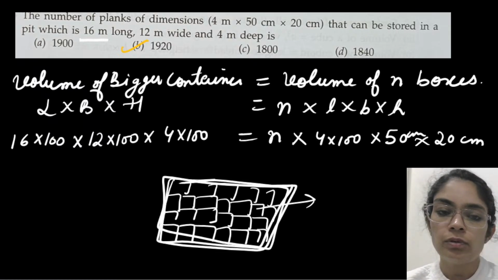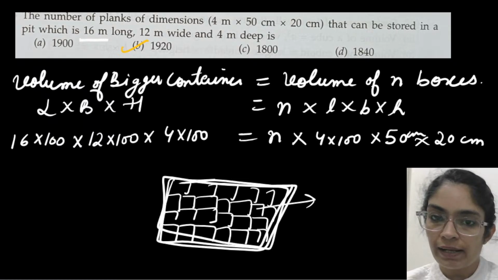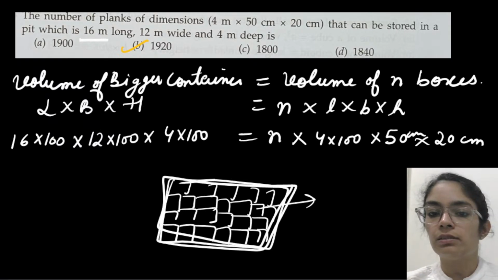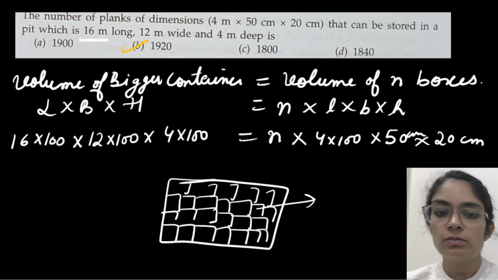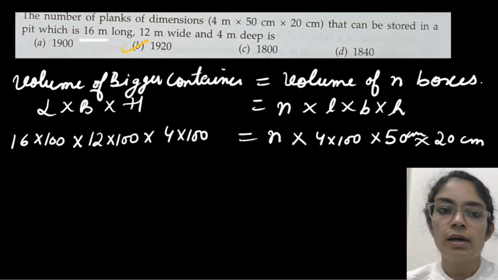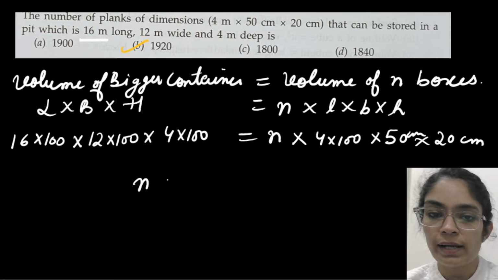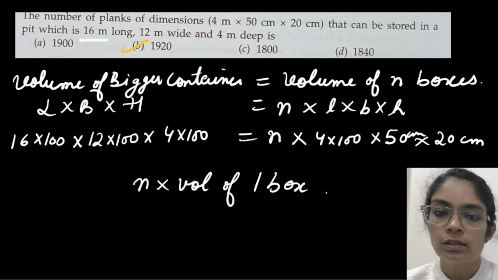The volume formula we know: length into breadth into height. But here we are finding the volume of n boxes, because we don't know how many boxes there are. So the volume of n boxes will be what? Volume of one box into n, or n into the volume of one box. So n into L into B into H.